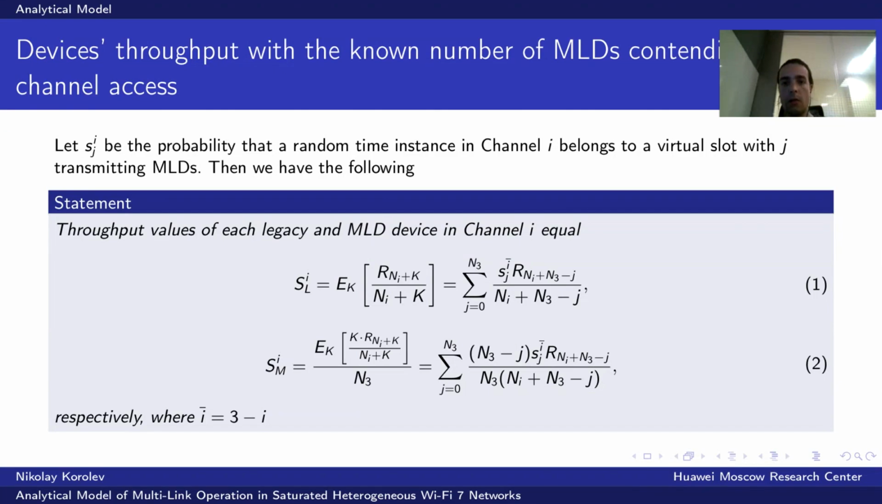In the first equation, if j MLDs transmit in another link, then the expected throughput in this virtual slot is calculated with the total number of contending stations less j. So we just subtract j from the total number of contending stations, and then we take the expected value of this throughput, expected value over the number of MLDs contending in channel i.